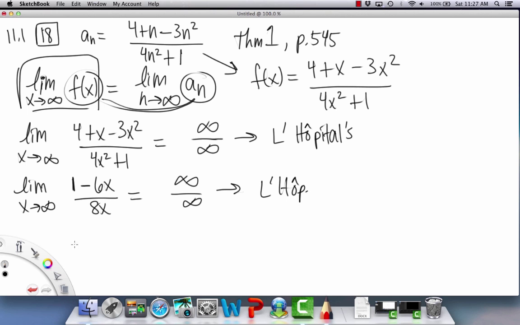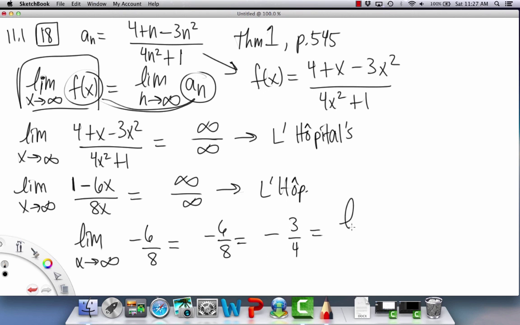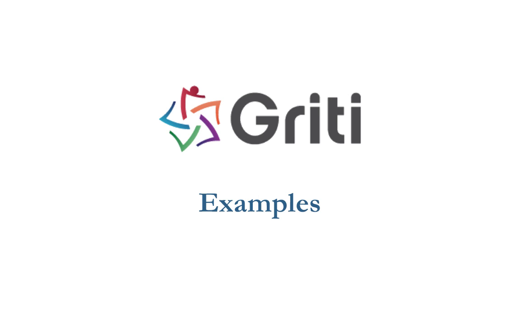L'Hopital's, and then we get limit as x goes to infinity of negative 6 over 8, and this is simply negative 6 over 8, which reduces to negative 3 over 4. Then by the theorem, we prove the left side, and this also has to equal the limit of the sequence. Okay, so that is it for that problem.